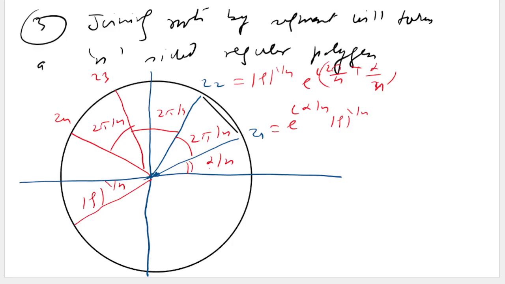If we join this root, we'll get this line segment, then z1, z2, z2, z3, z3, z4, and so on, something like this. Got it? So they are forming a regular polygon.